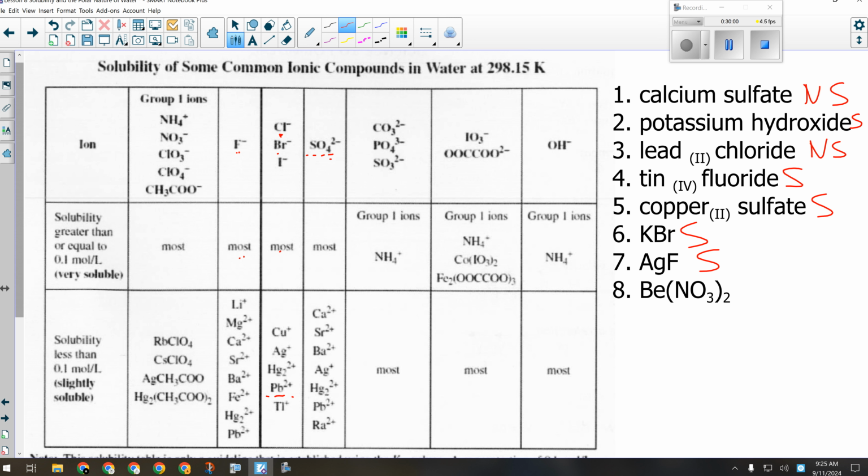All right, and then I have beryllium nitrate. Nitrate is right here, soluble with most things. Beryllium is definitely not there, so soluble. Okay, pretty straightforward. In the last row, not soluble; middle row, soluble. That's all you really have to do with that.